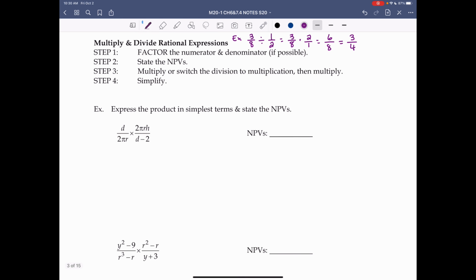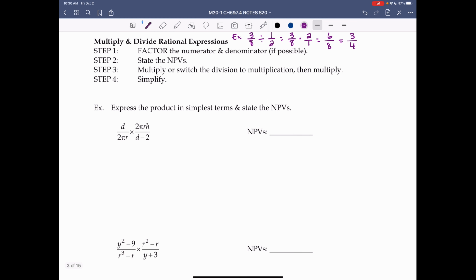Multiplying and dividing rational expressions. Step 1, factor the numerator and denominator if possible. Step 2, state the NPVs. Step 3, multiply or switch the division to multiplication and then multiply. And step 4, simplify. Express the product in simplest terms and state the NPVs.